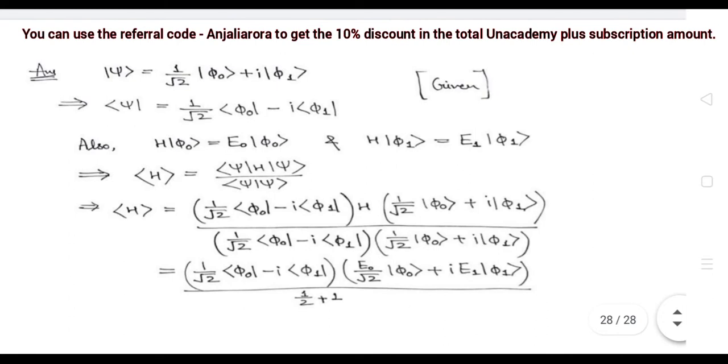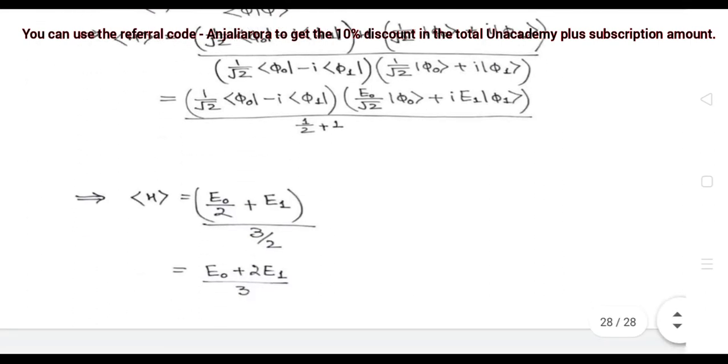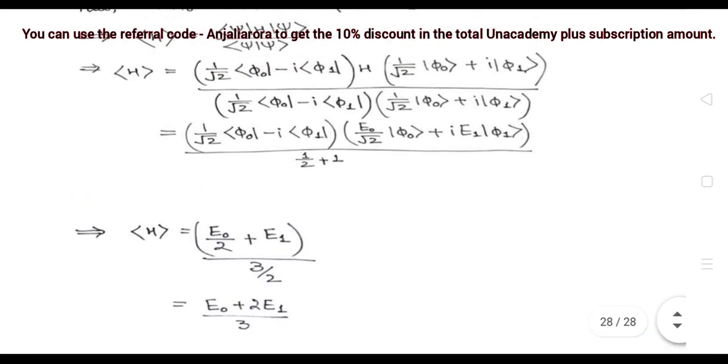If you focus on this method, here we have mentioned the expectation value of Hamiltonian formula. Then we have proceeded further, and that's how we are going to get the final answer, which is going to be E naught plus 2E1 upon 3. The point is, is this okay? Yes, it is okay. Can we use this method in the exam? Yes, we can use it. But the point is, what is the other method, and is it better or is the other one better? So let me just tell you.